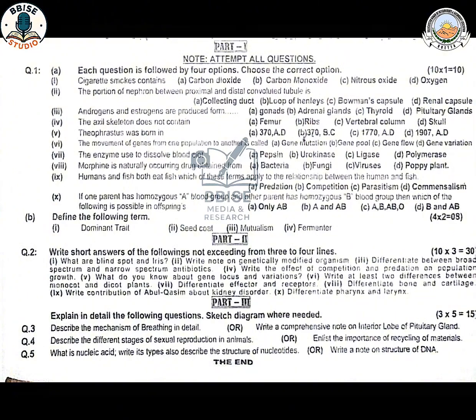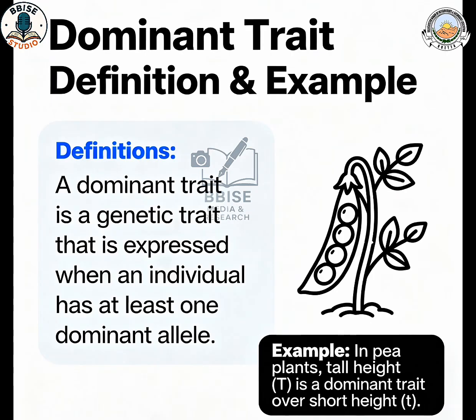Moving to part B of question number 1, define the following terms. Dominant trait. It has 2 marks. How can we secure these 2 marks? First of all, we have to define it. A dominant trait is a characteristic or feature that is expressed when an individual has one or two copies of the dominant allele. It is often represented by a capital letter, for example, capital T. We should give an example to explain the above definition.